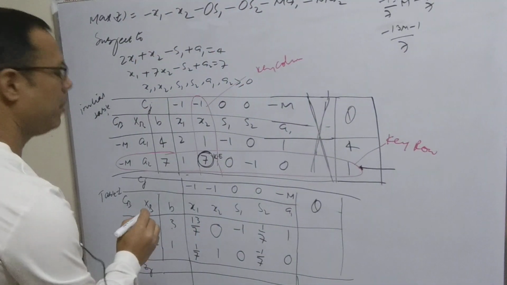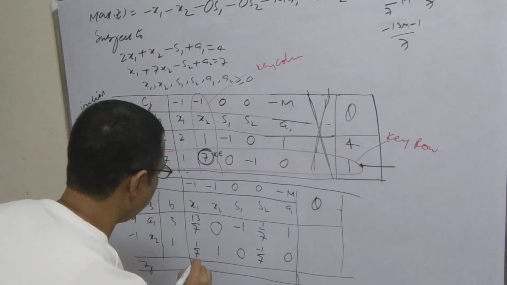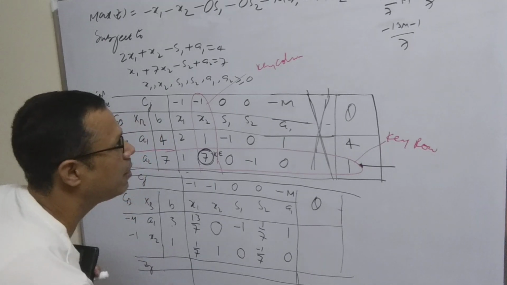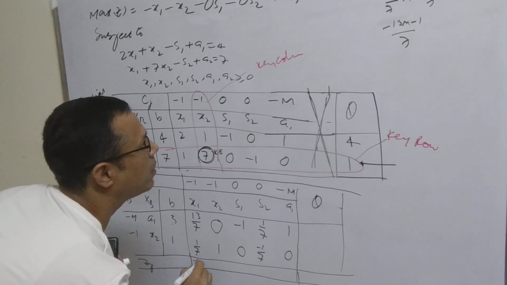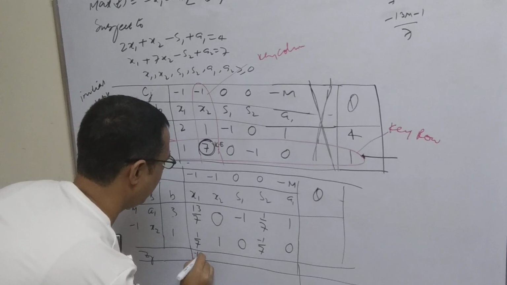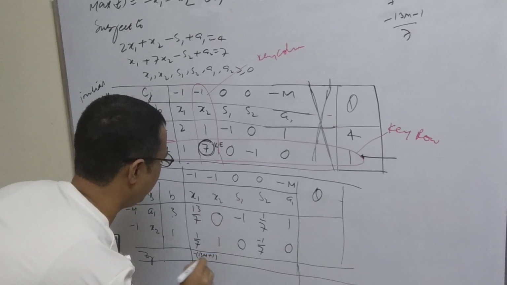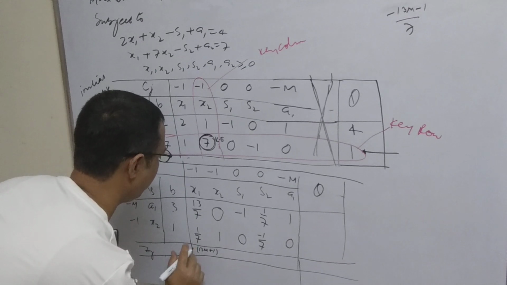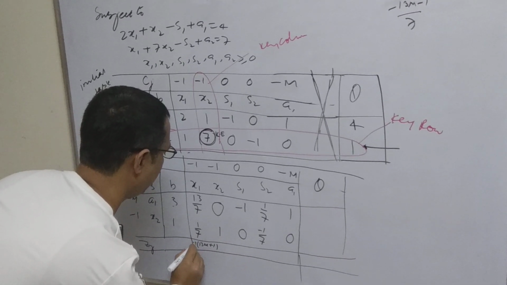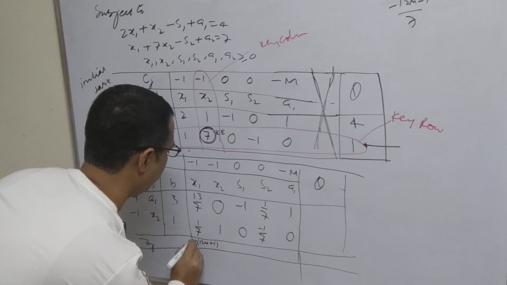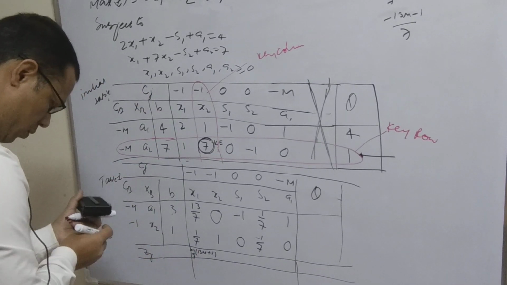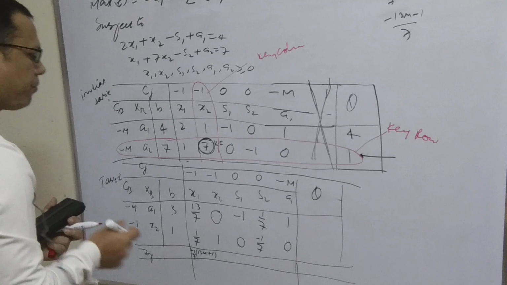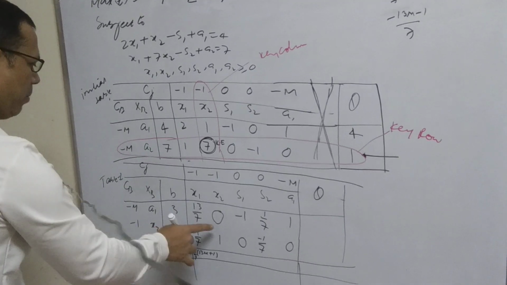So minus 13m minus 1. If you take the common, minus 13m plus 1. Here you can write minus 1 by 7 into 13m plus 1. Now the same procedure you need to apply for this one.